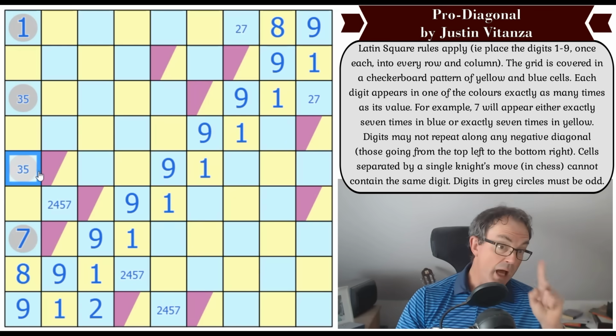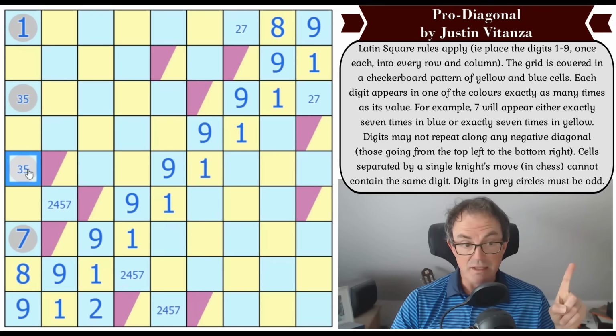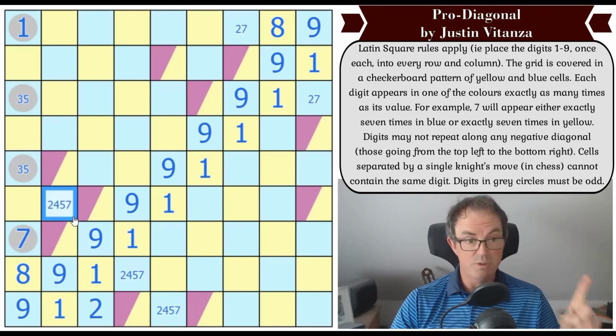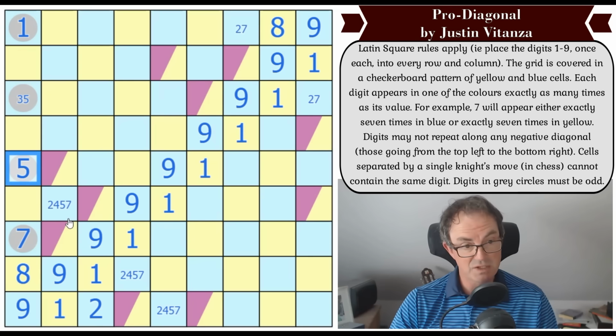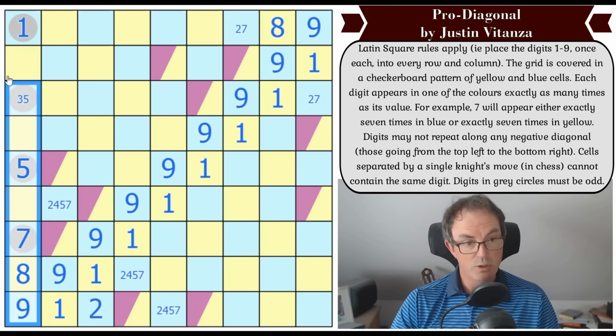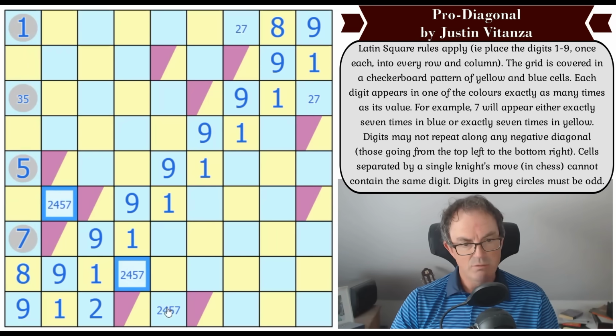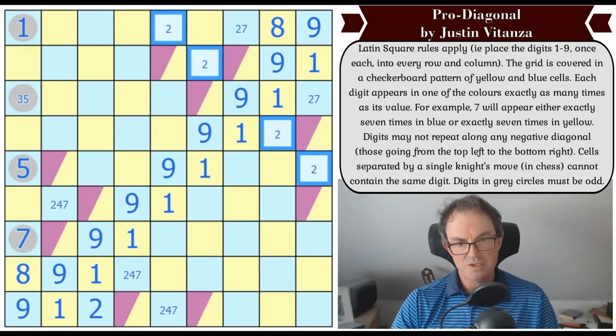So this cannot possibly be 3. 3 does not belong on this blue diagonal. That's got to be 5, and that doesn't surprise me, because this column is probably going to be 1, 2, 3, 4, 5, 6, 7, 8, 9. Right, and we can't repeat 5. And this diagonal is the same. It's 2, 7, 4, 5.